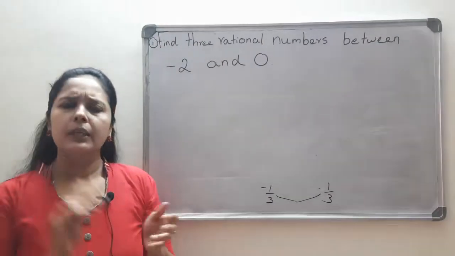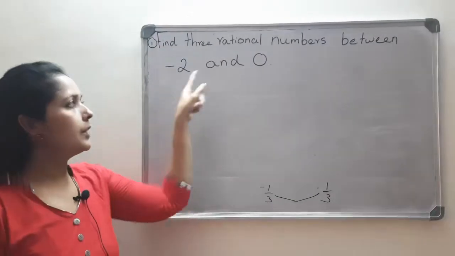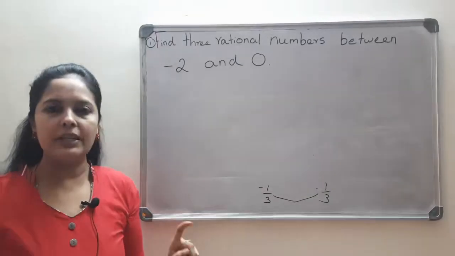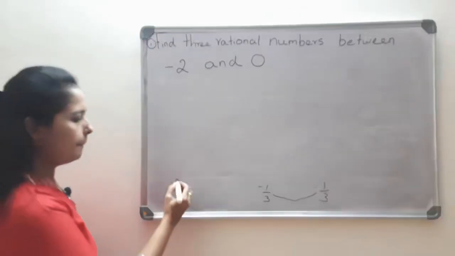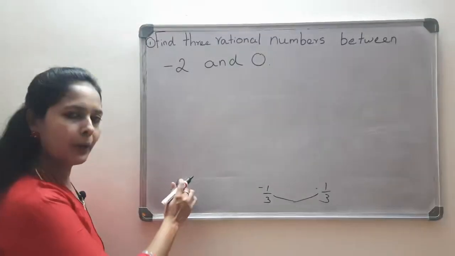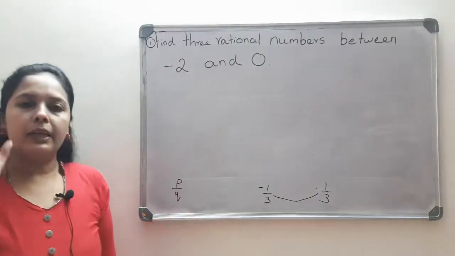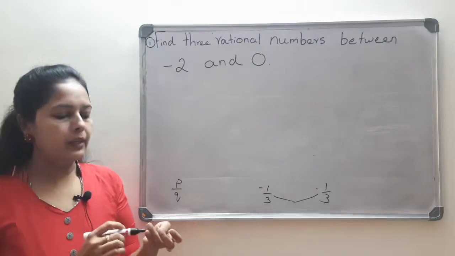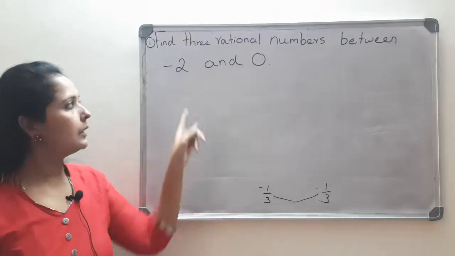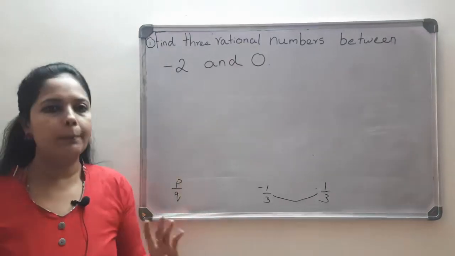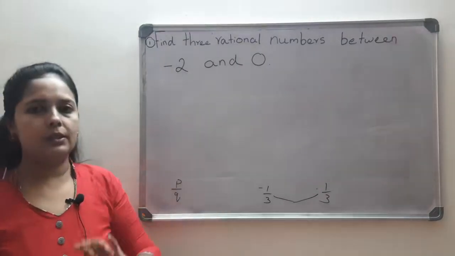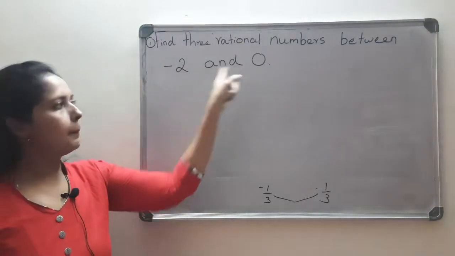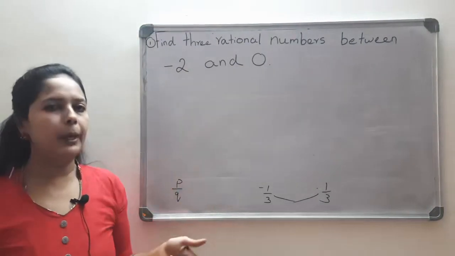Here you have to look at the given numbers. Is it in the form of P by Q? You all know a rational number is in the form of P by Q, that is, a numerator and a denominator. If the given number is in the form of numerator and denominator, then you have to find the LCM. Here they didn't give it in the form of P by Q. It is simply an integer. It is a rational number only. This is a plain number, not in the form of P by Q.